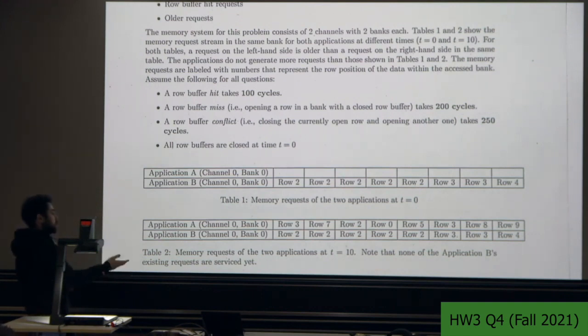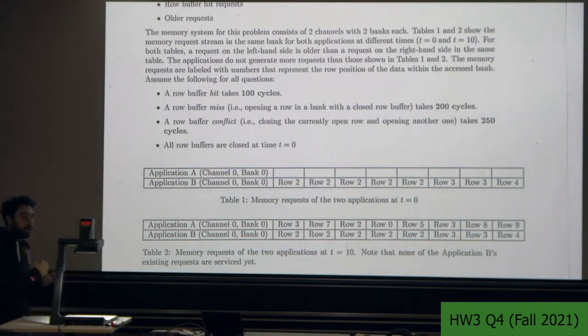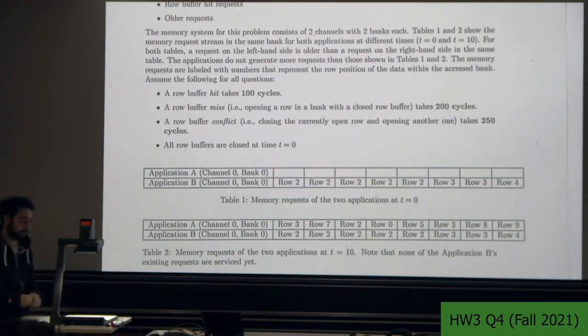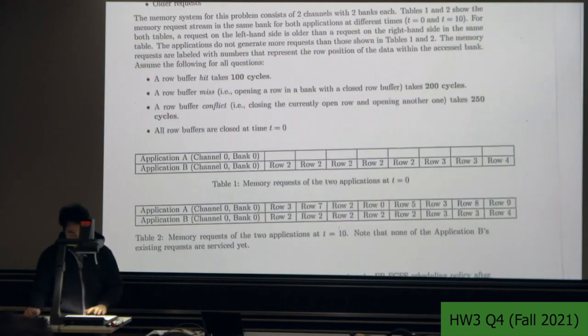And then at t equals 10, all the requests from application A have arrived, but we didn't service any of these requests yet. So application B has not serviced any of its requests. So let's see the first question.